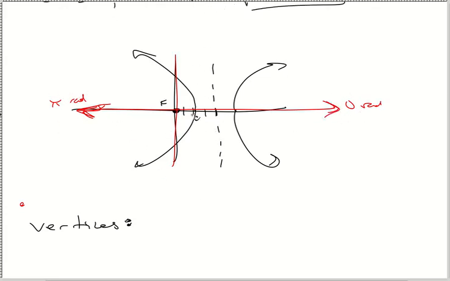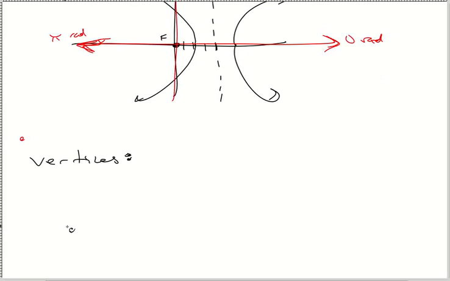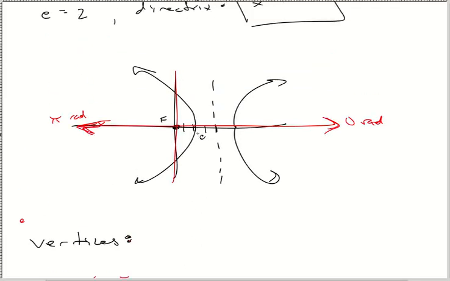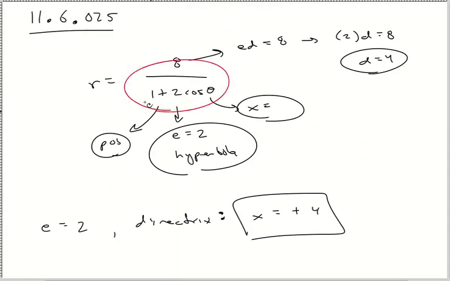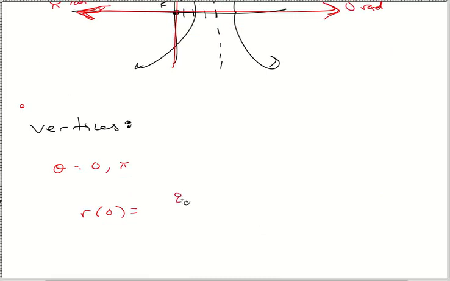If it were a y major, you would use pi over 2 and 3 pi over 2. But here, because it's x major, we're going to use 0 radians and pi radians. Putting them together, here we go. So theta is equal to 0 and pi. R of 0, I'm going to plug it in right there. So 8 divided by 1 plus 2 times cosine of 0. Cosine of 0 is 1, so we got 8/3 out of that.